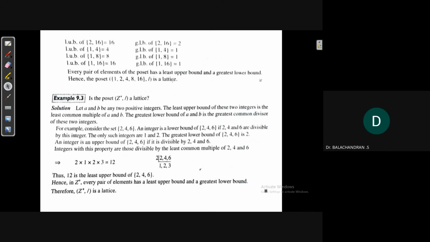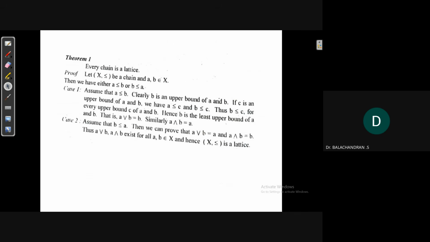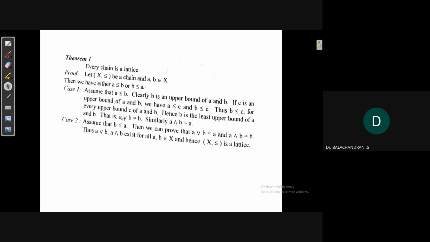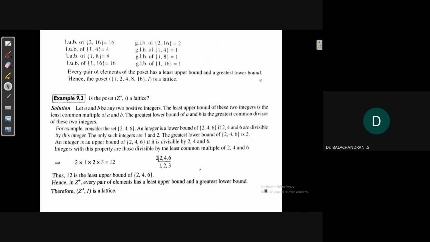Okay. Next example. Actually, I'll stop up to this. From here onwards, the theorem starts. I will take the theorem in the next lecture. Is the poset Z plus with division a lattice? That means you need to check that for any two elements, the GLB and LUB exist.